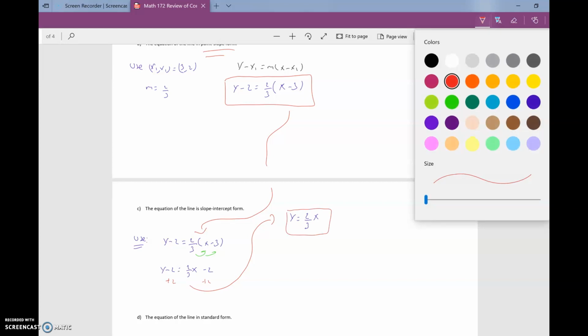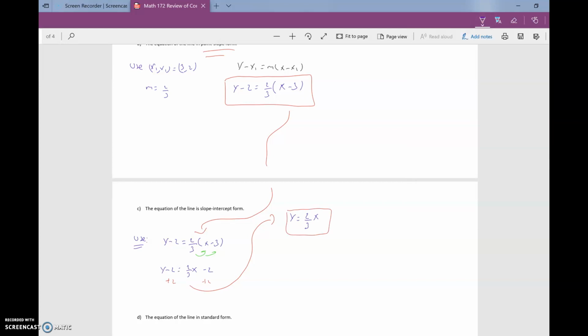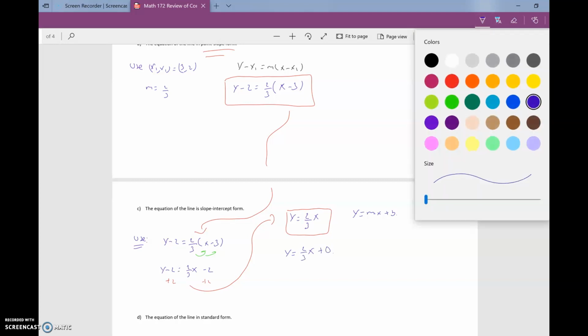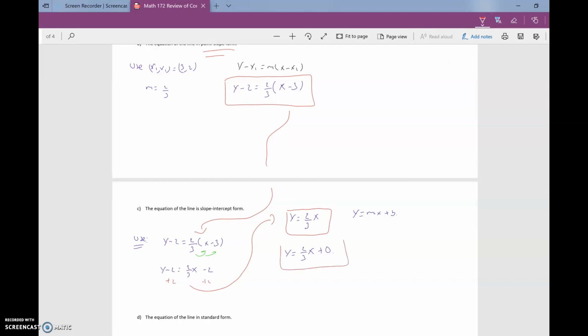Now remember that slope-intercept form means y is equal to mx plus b. So if this were to show up on the software, like the Pearson software that I talked about, you may end up with 2/3 of x plus 0. The software may actually want you to input the 0 just because it's technically needed.